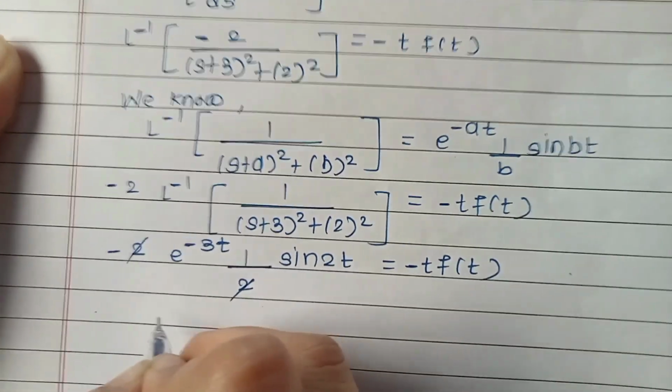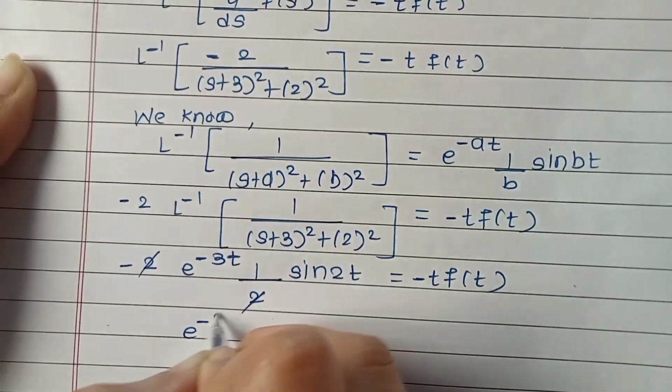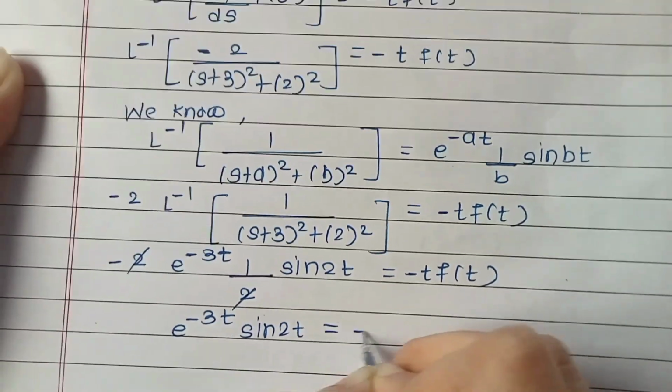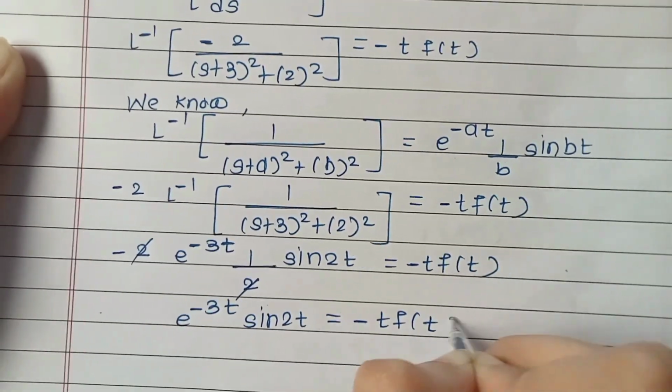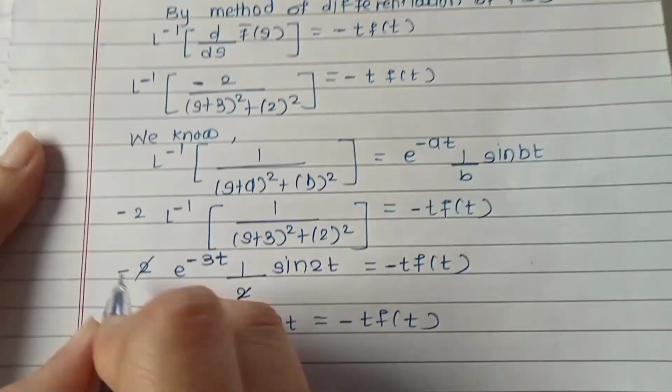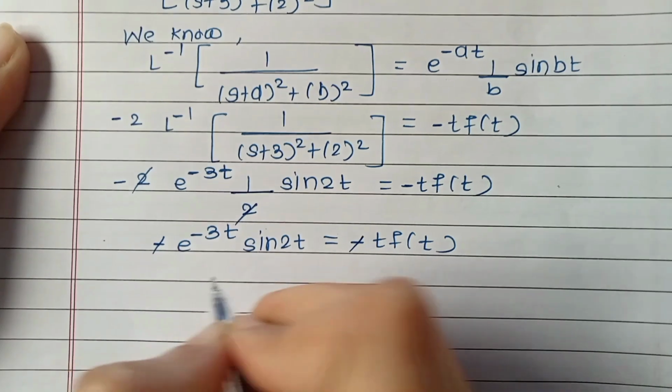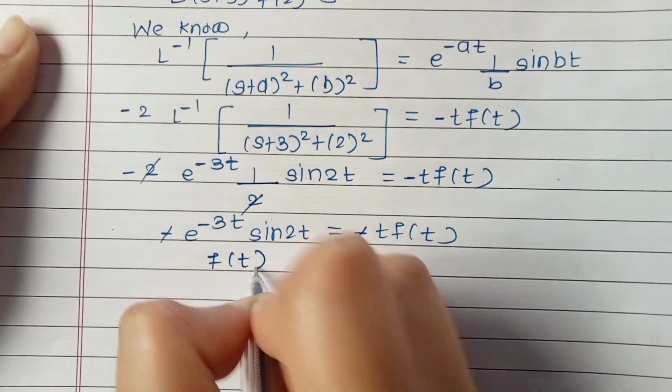So now we will get e raised to minus 3t sin 2t is equal to minus t f of t. Here also this minus is left, so this minus will be cancelled out with this minus. Now we will get the final value of f of t.